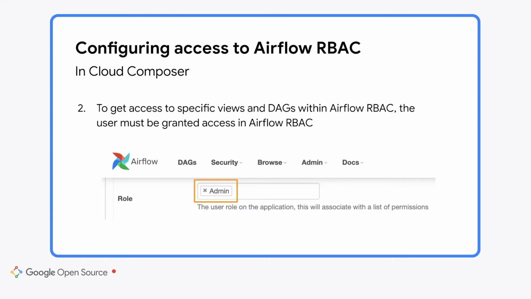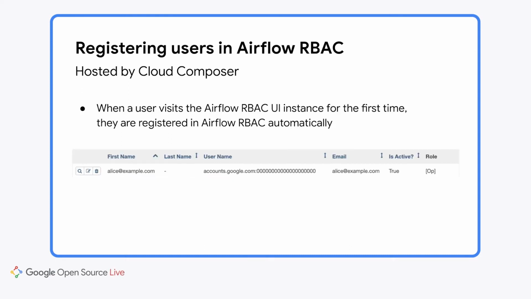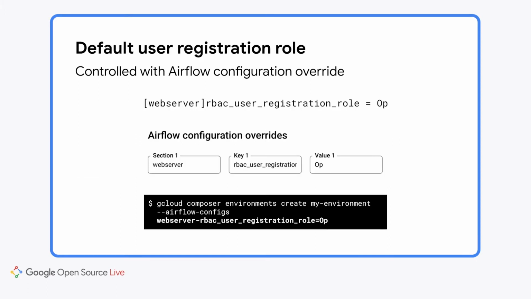But how are users registered in Airflow RBAC? When a user visits the Airflow RBAC UI instance for the first time, they are registered in Airflow RBAC automatically. Their email address and user ID are stored in a new record added to the Airflow metadata database. The default role with which users are automatically registered in Airflow RBAC in Cloud Composer is Op. But this default can be modified by setting the rbac_user_registration_role property in the webserver section in Airflow configuration override settings of the given Cloud Composer environment.